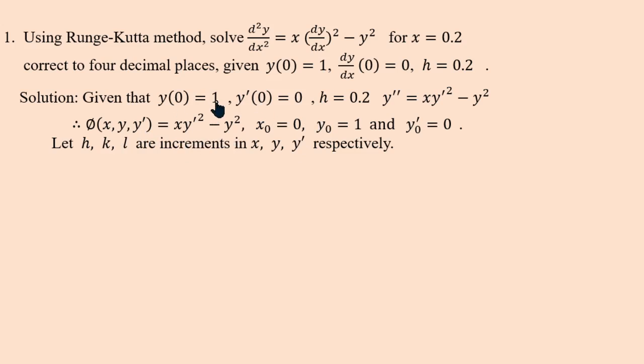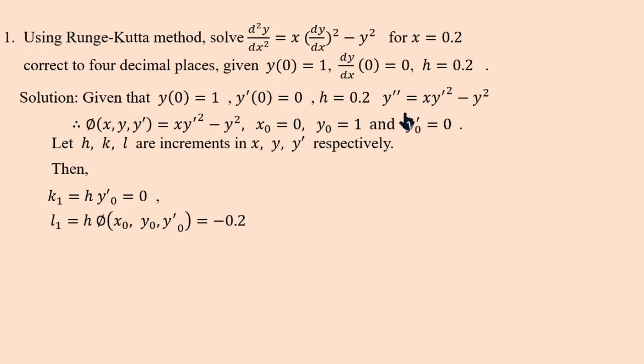x naught is 0 and y naught is 1 and y naught dash is 0. Let h, k and l be increments in x, y and y dash. K1 is h into y naught dash. Y naught dash is 0, h is 0.2, 0.2 into 0 is 0. K1 is 0. L1 is h into phi of x naught, y naught, y naught dash.